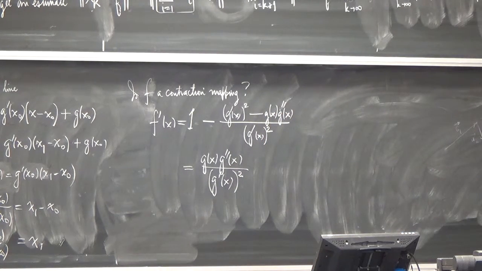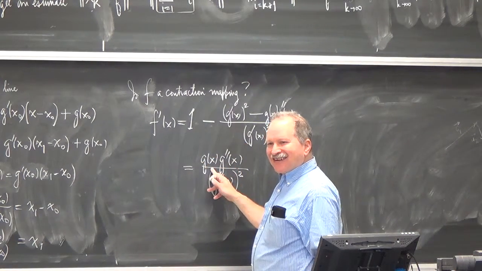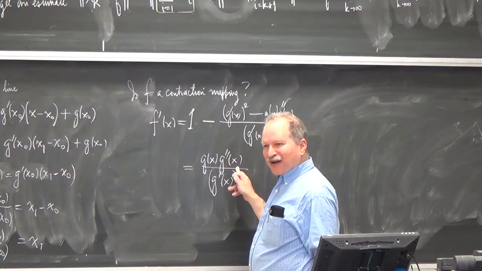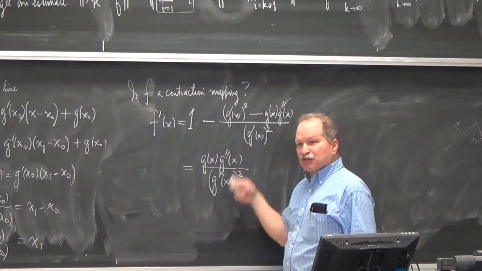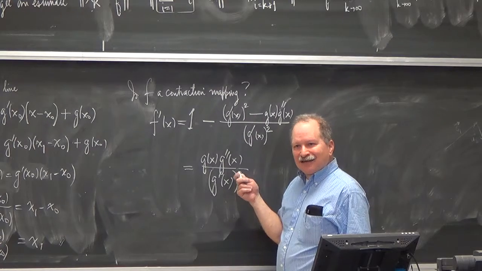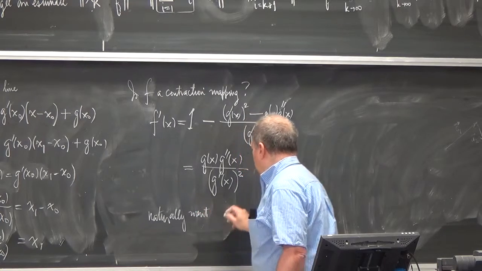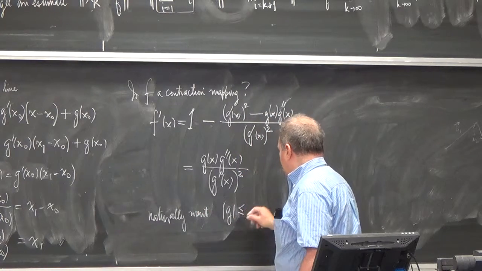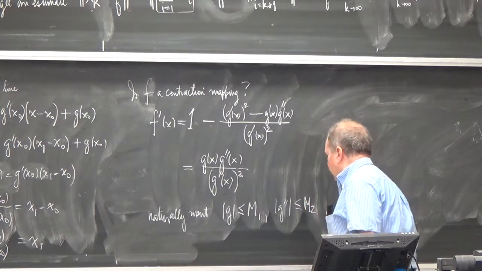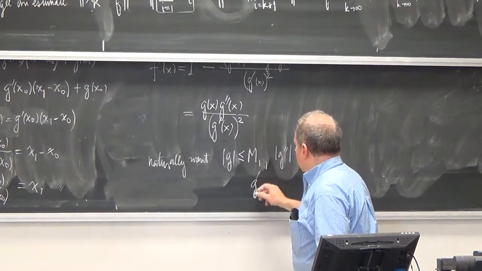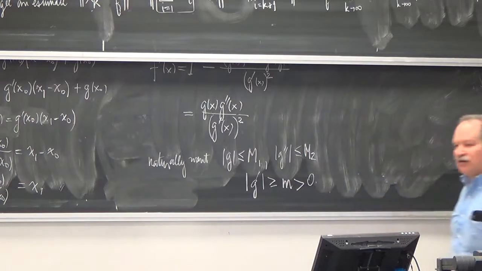So if you were trying to control the derivative of f, you would want to have upper bounds on g and g double prime, and you'd want a lower bound on g prime. You don't want g prime getting too close to 0, because then that makes the reciprocal blow up. So naturally you want g bounded by something, g double prime bounded above by something, and then the derivative bounded below by something that's strictly positive.